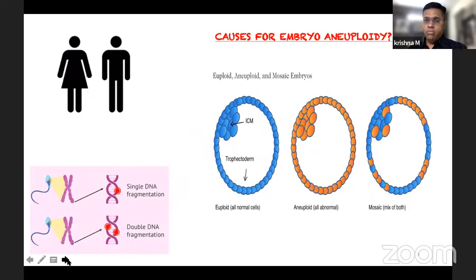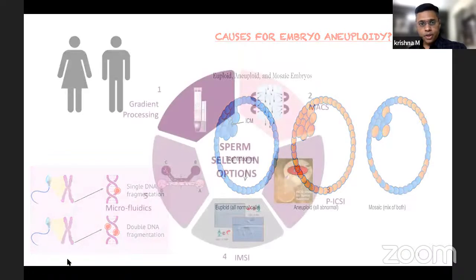So, now there are a couple of groups which have started looking at a correlation of sperm DNA fragmentation. Would it increase the embryo aneuploidy? We know there are several other factors, from a female factor, male factor, which can predispose to a higher instance of embryo aneuploidy. But the newer thing is a single stranded or double stranded DNA fragmentation, increasing the embryo aneuploidy.